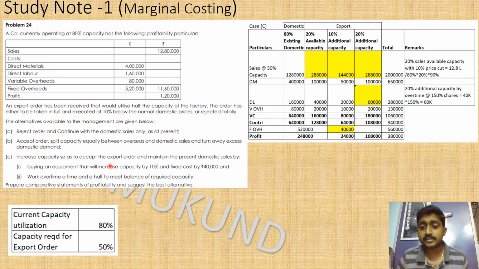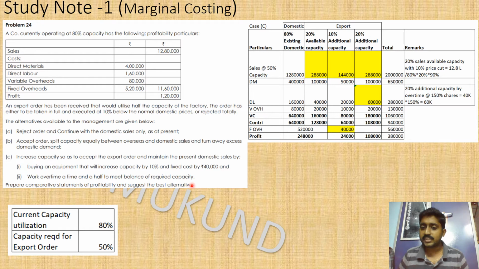So how to get this 30%? Buying an equipment that will increase the capacity by 10% and fixed cost by 40,000. So we are putting a new machine, and with that new machine 10% capacity has gone up. How much shortage do we have? We have 30% capacity shortage. 10% we have got through putting a new machine, and that machine will increase the fixed cost by 40,000 rupees. And next, work overtime. So I am asking the laborers to do overtime work, at time and a half, to meet the balance required capacity.